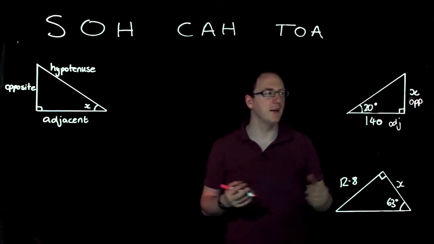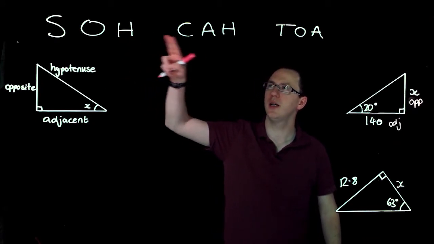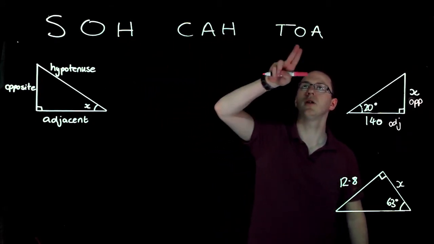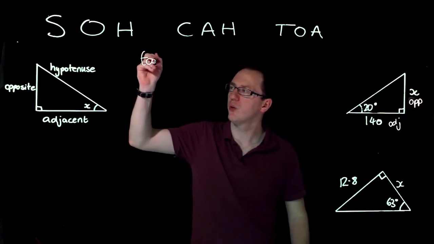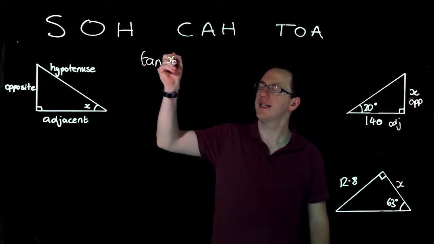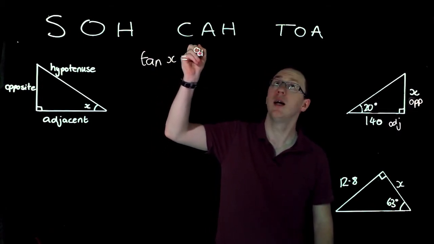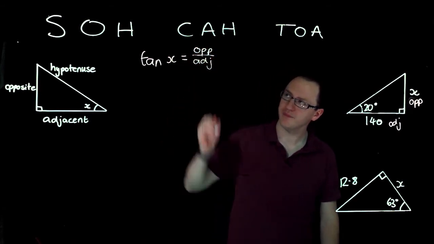So which of the relationships use opposite and adjacent? Well, this one uses opposite and hypotenuse, adjacent and hypotenuse, opposite and adjacent. So it's the last one, it's tangent. So I'm going to write out what those three letters help us remember. TOA helps us remember that tan x is equal to the opposite divided by the adjacent.